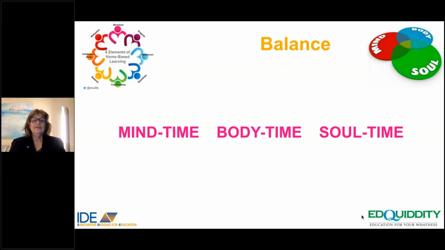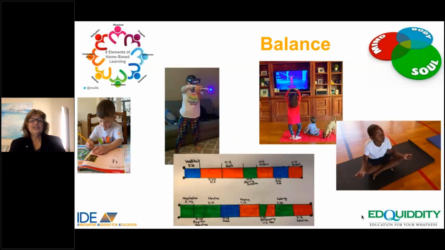Balance. You need some mind time to be, for instance, engaged in academics and thinking and problem solving. You need some body time to be moving and getting some exercise. And you need some soul time to just do something that feeds your soul. We shared images last time of students working, students building into their day some exercise or perhaps some meditation or some deep breathing. And then we even talked about the chart here.